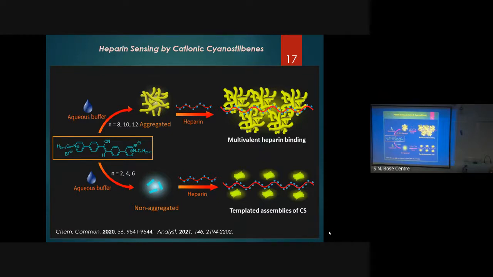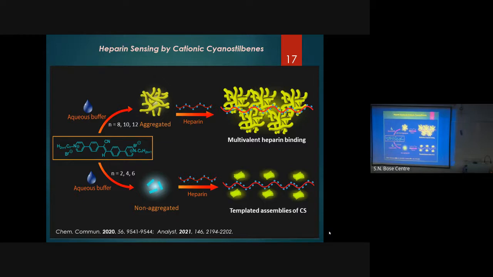As I have already mentioned, depending on the chain length, they can either be in the aggregated state in aqueous media, for example 8, 10, and 12. When you go to lower alkyl chains, 2, 4, or 6, they don't aggregate because the aggregation is also induced by the hydrophobic chain. But what we found interestingly is that whether you started with the aggregated sample or the smaller groups, both of them show heparin detection. In this case, it is more like a multivalent binding where these large nanostructures are binding to the heparin. In the other case, these monomeric compounds, 2, 4, 6, can form small clusters on the heparin surface, but both of them have this strong excimeric emission. I will not talk about this part.